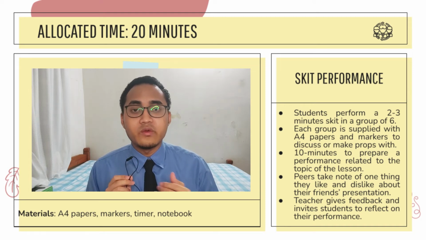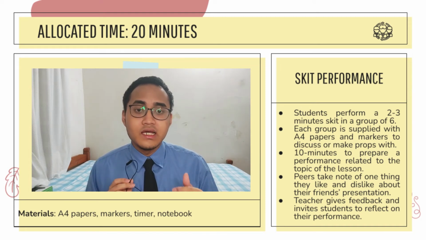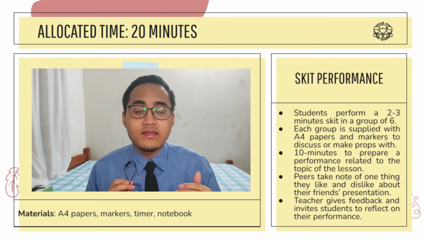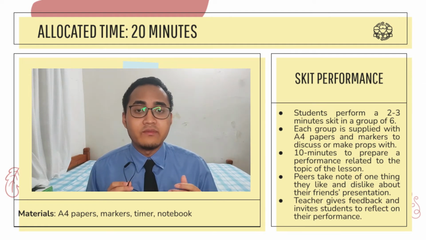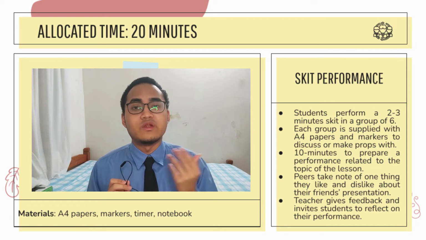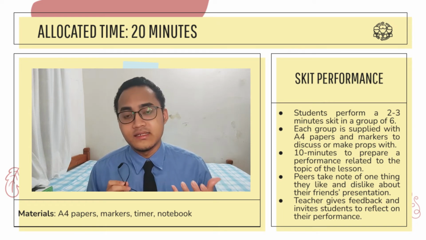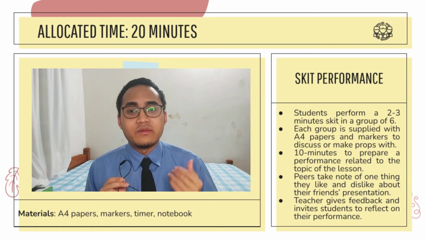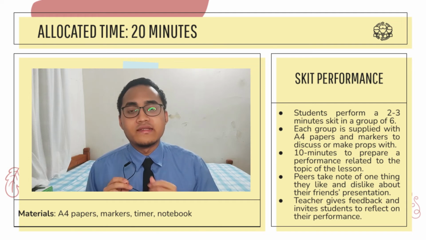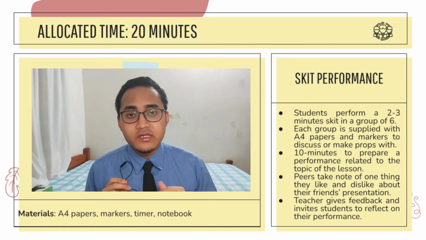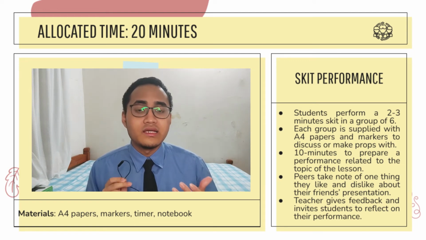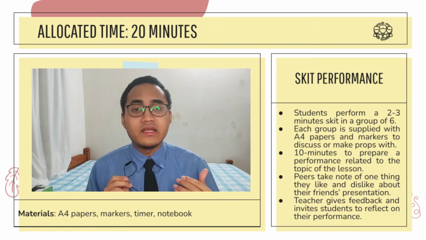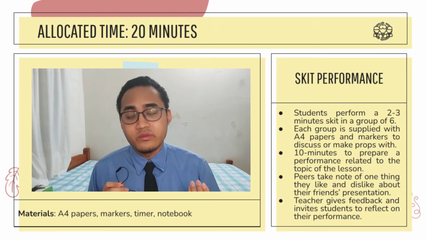Each group will be supplied with A4 papers and markers to discuss or make props with, that is, if they choose to do so, and 10 minutes prep time for them to brainstorm a performance that is related to the topic of the lesson. The teacher can provide the title for their performance, especially to groups that are of lower proficiency level, so that they can maximize the time given to come up with a plot of their skit instead of deciding what kind of skit that they would like to perform.